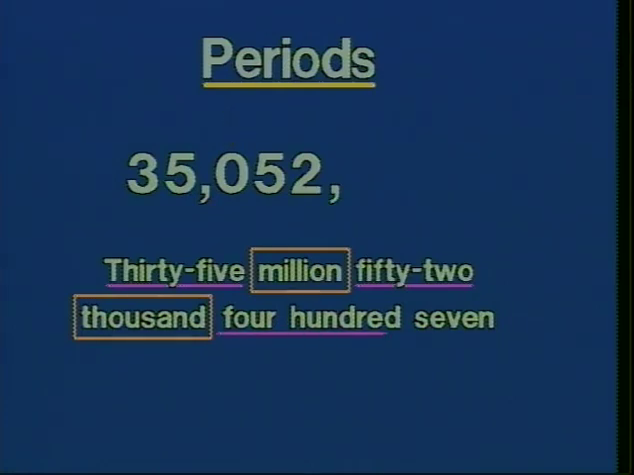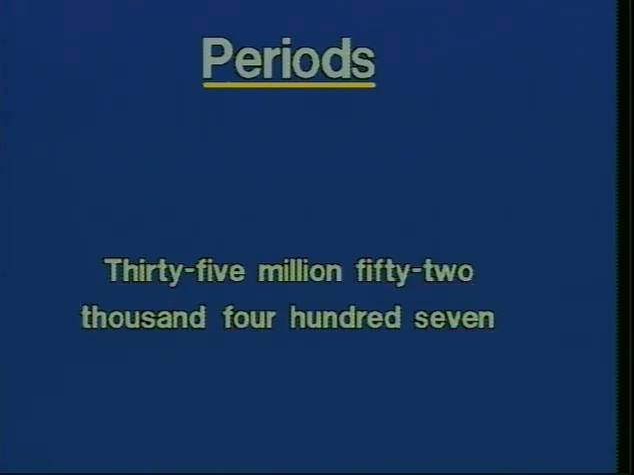And the next thing we do is follow up with the number that is in the next period. It's the ones period, and that number is 407. So we write 407. Now suppose we change the number just a little bit. Now watch the change. Instead of having million, suppose this word is billion. We would start in much the same way.